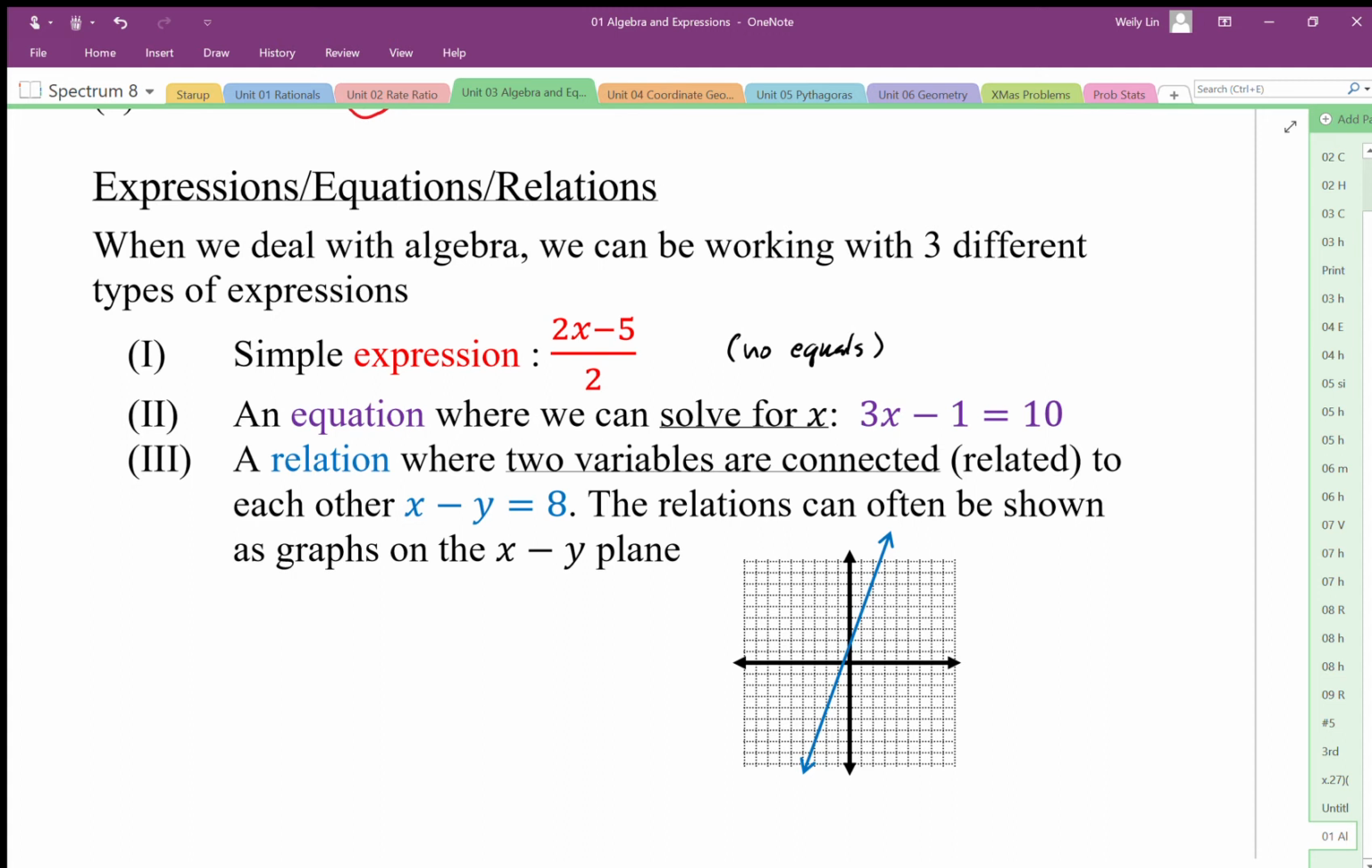An equation is when we can actually solve for x. We can find the number for x. So this is an unknown. This x is an unknown, and we can actually solve for that unknown. So in this case, x is an unknown.